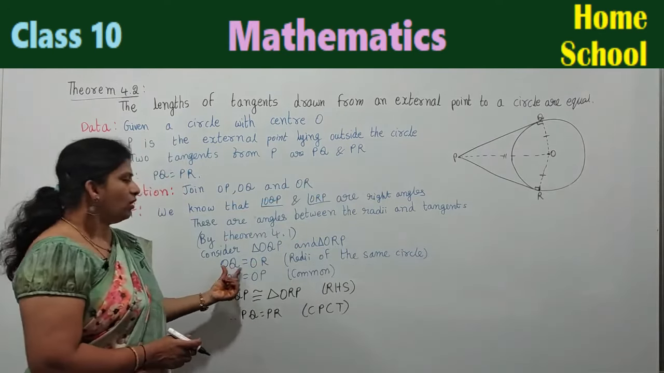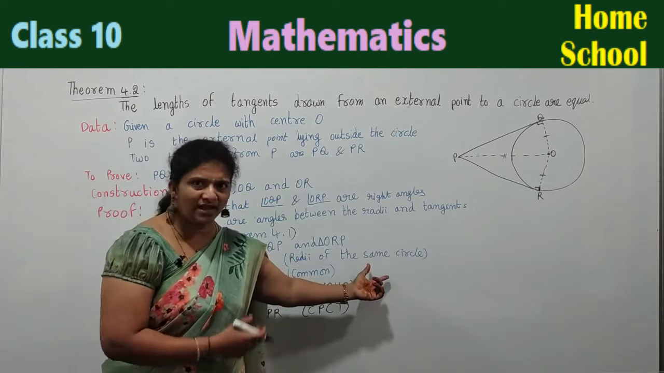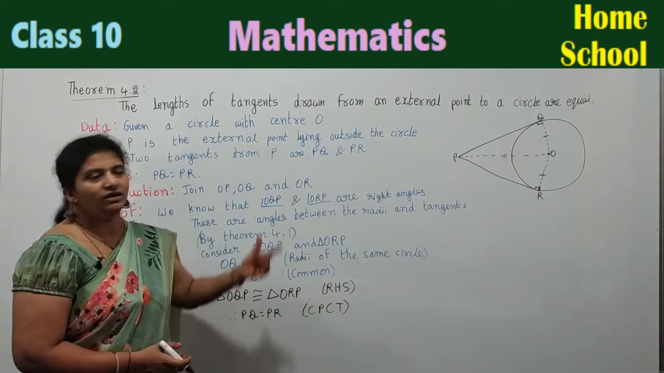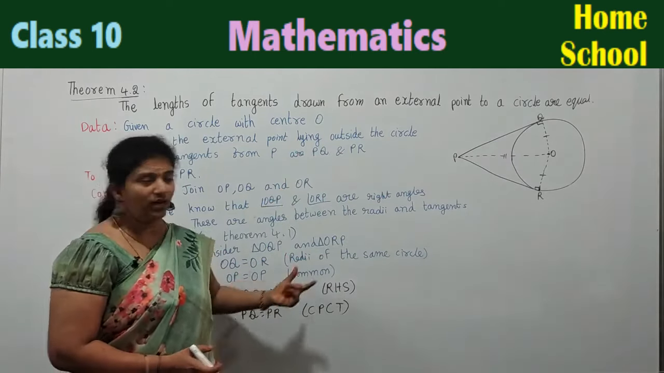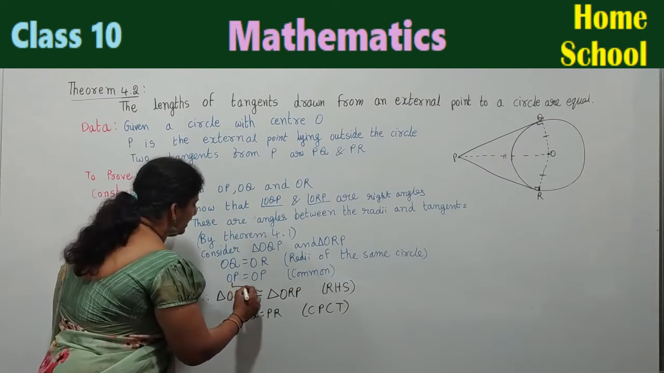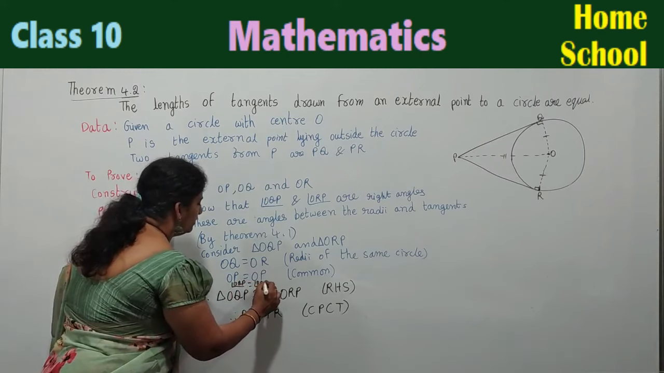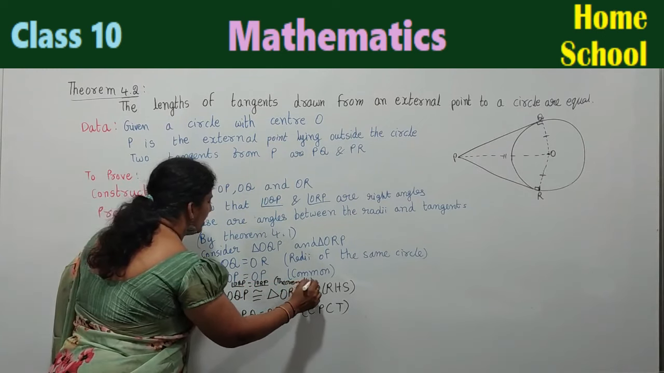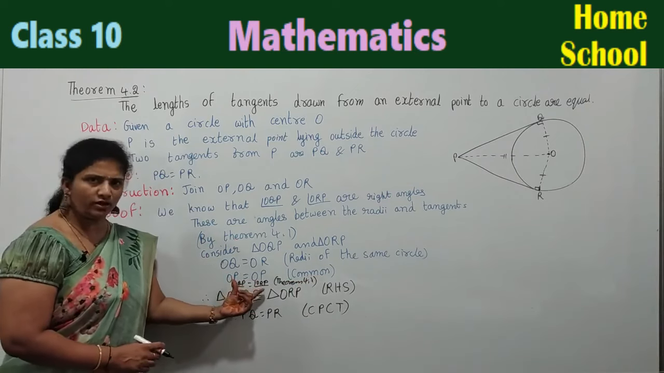What did we say? OQ is equal to OR, radii of the same circle. Both the radii are equal. And next, OP equals OP. That is a common hypotenuse. Here I have said angles equal. If you want, you can write that also here, children. That is angle OQP is equal to angle ORP. By Theorem 4.1, those angles are also equal. So, if you want, you can write this or you can skip.